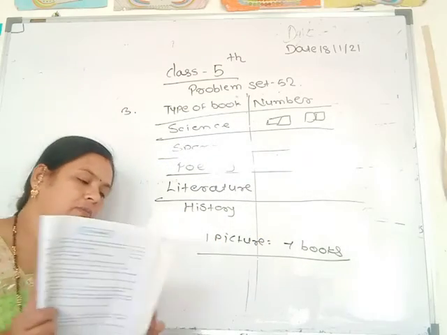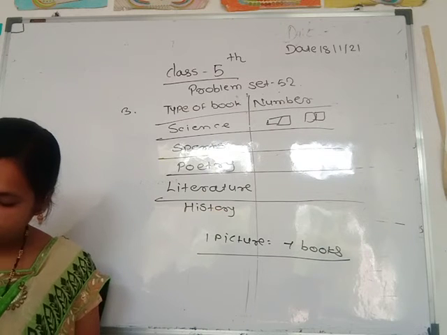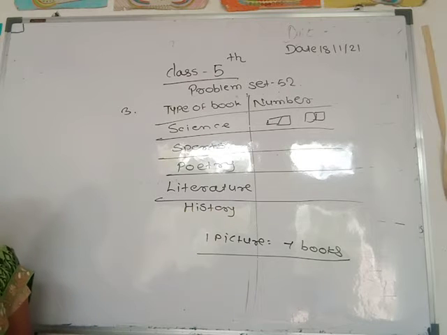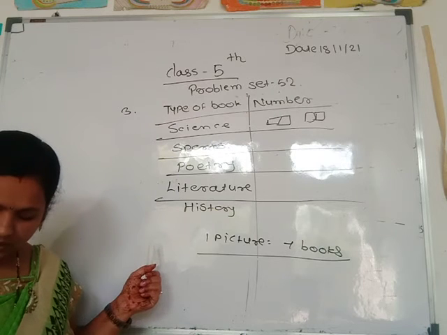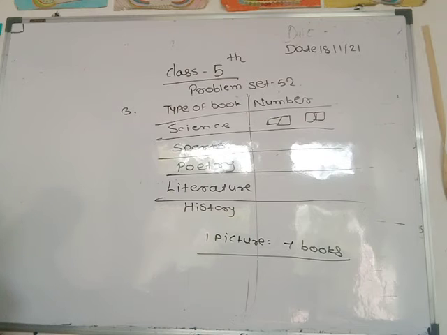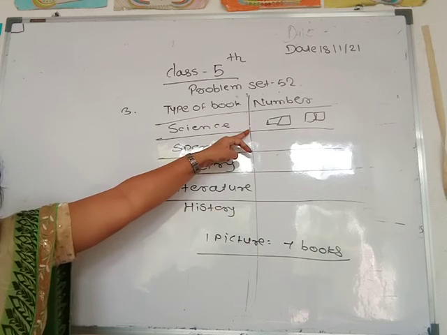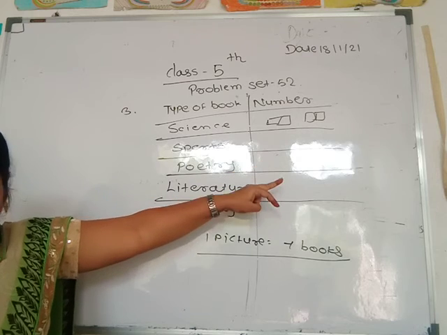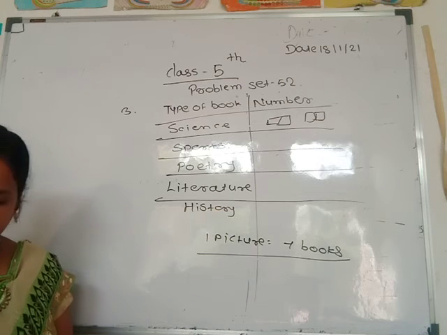In homework you complete this third question and this practice set, problem set 52. Only 3 examples here, and in homework you complete this. Then this pictograph chapter is completed. Okay, this remaining part you complete here. Here you draw 4 pictures of these books, then 2 pictures here, then 3, here 5 and here only 1, because 1 picture is equal to 7 books.